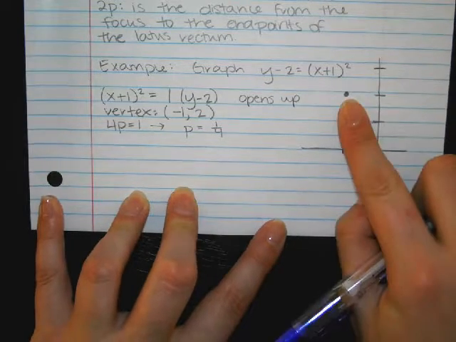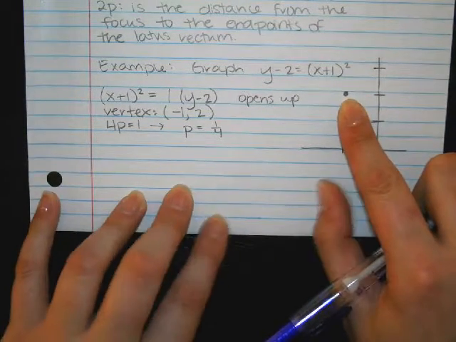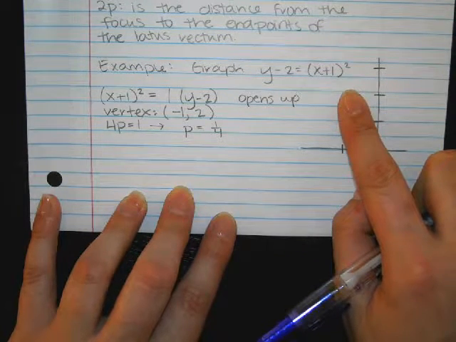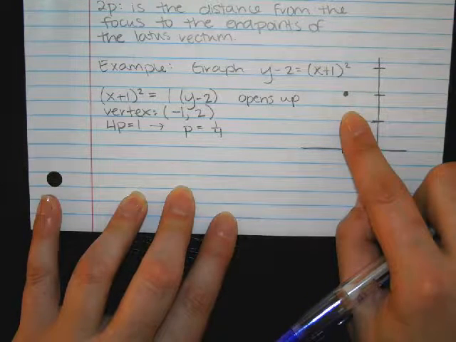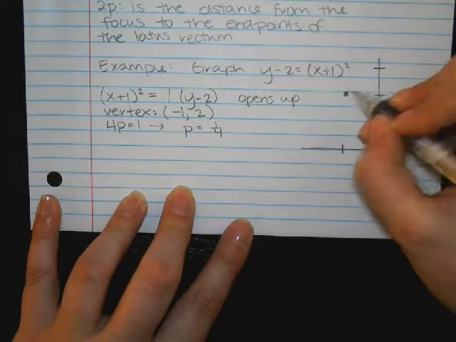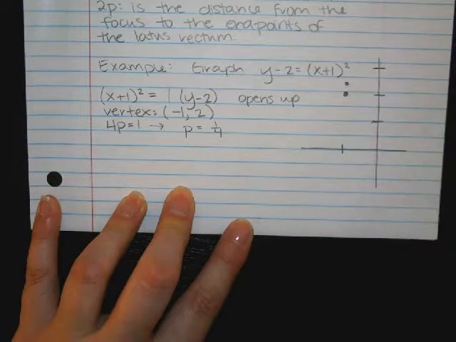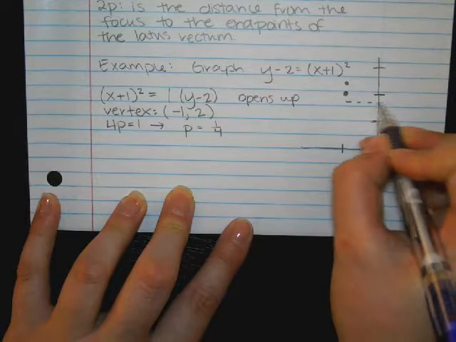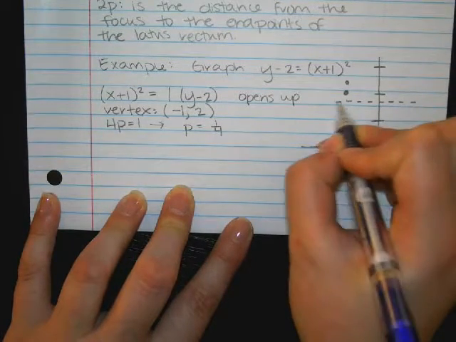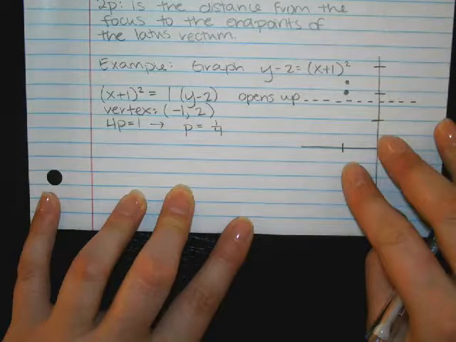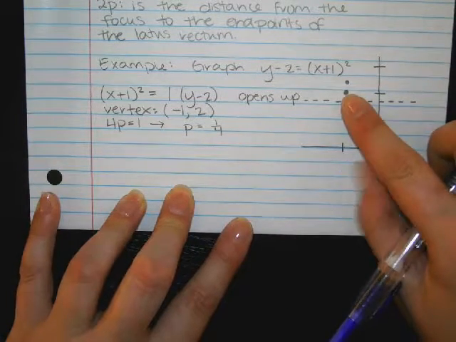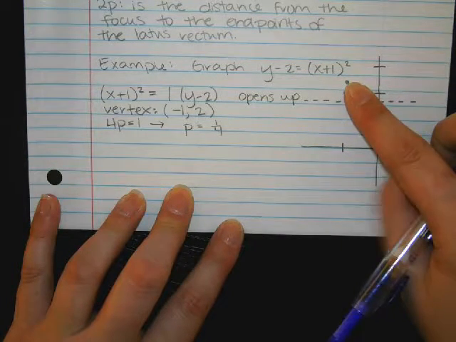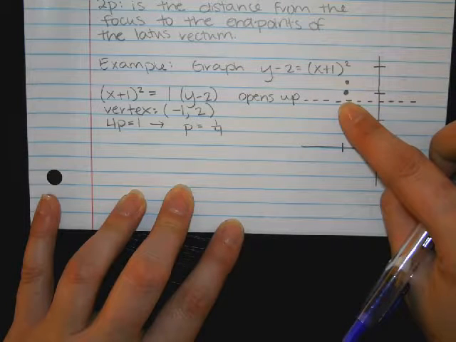Now we said that our graph goes up. If you look at your packet, it needs to go up a length of p to find the focus and down a length of p to find the directrix. So we're going to go up 1/4, and there's the focus. And we're going to go down 1/4, and there's the directrix. That's why I drew my picture big, because that 1/4 is kind of hard to draw. So here's my vertex. I went up 1/4 and drew the focus. I went down 1/4 and drew the directrix.